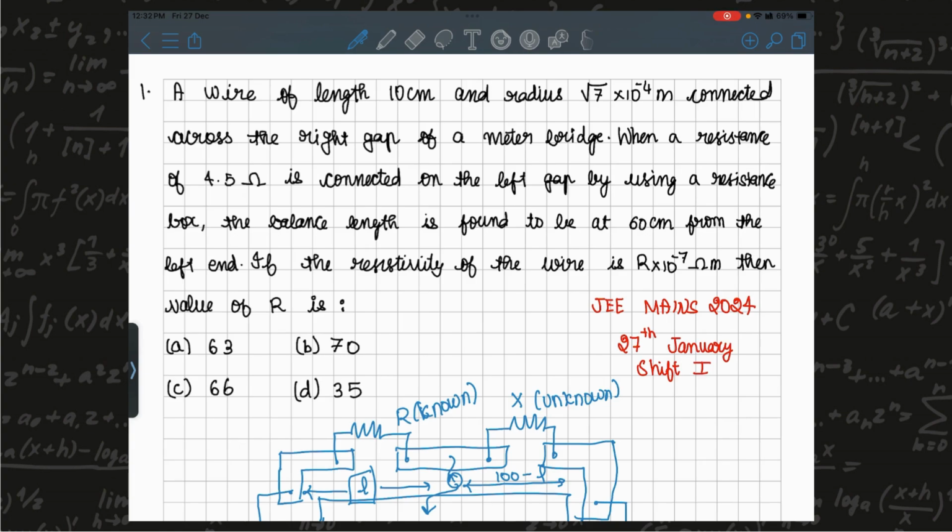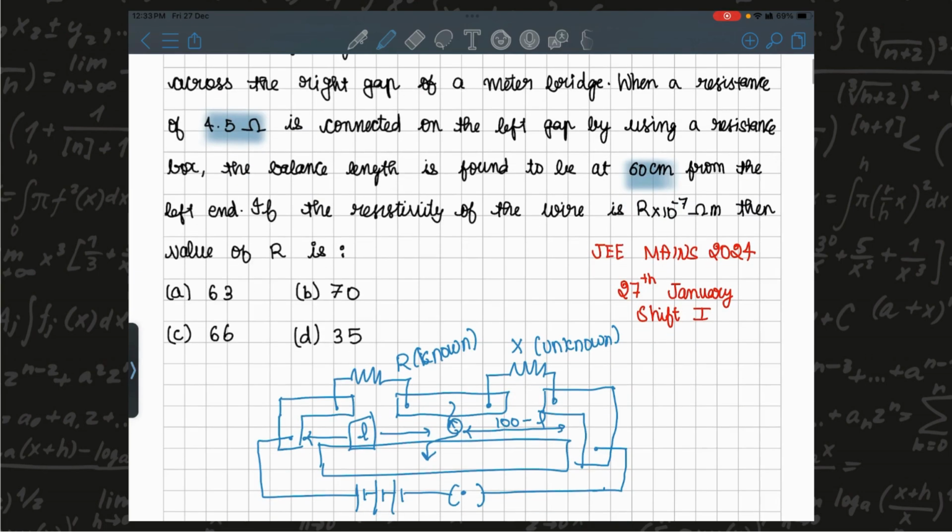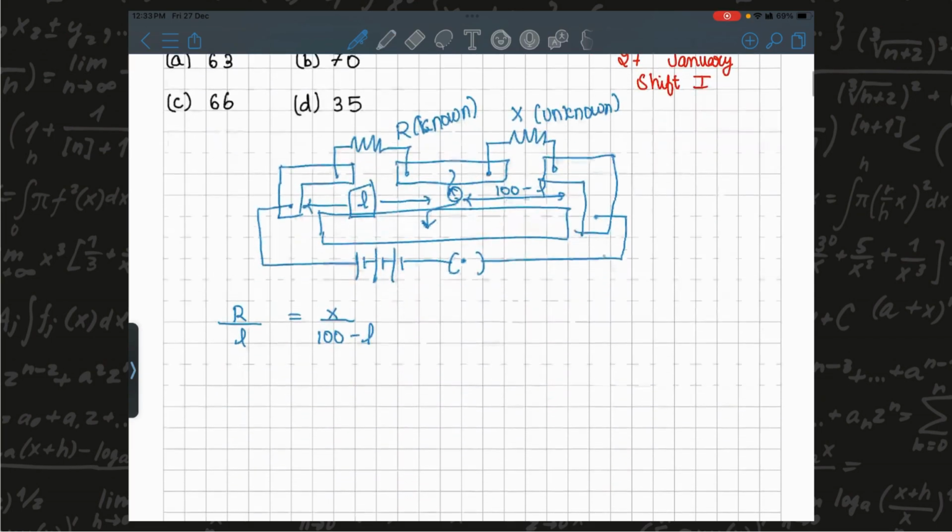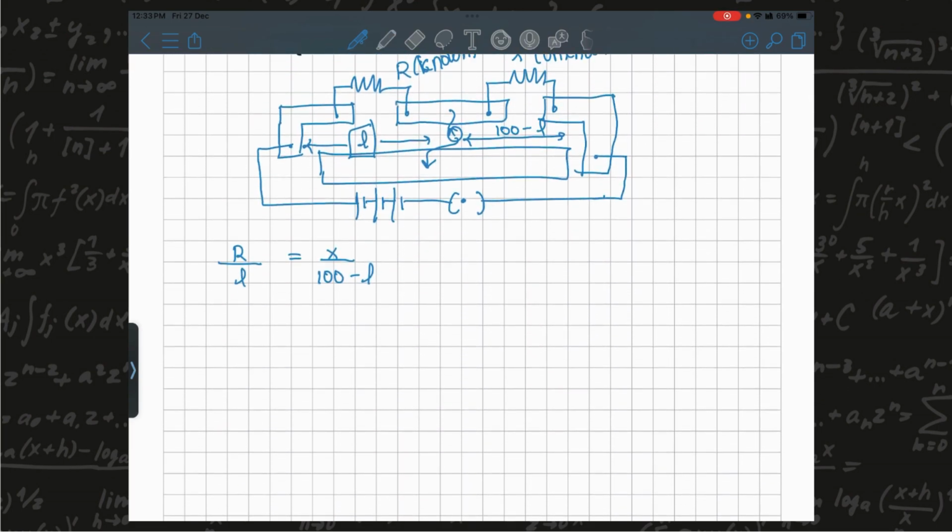They have given the known resistance to be 4.5 ohms, and from the left end the length is found to be 60 centimeter, and we have also been given the resistivity to be R into 10 to the power minus 7. Now let's solve the question. The R which is known is 4.5 ohms, length from the left end is 60 centimeter. X is the resistance which we'll have to find out, and 100 minus L, 100 minus 60 is 40. X is, let's say, X itself.